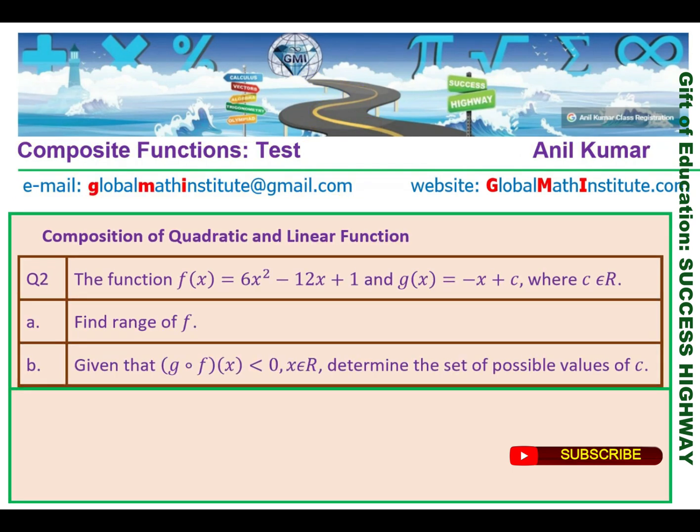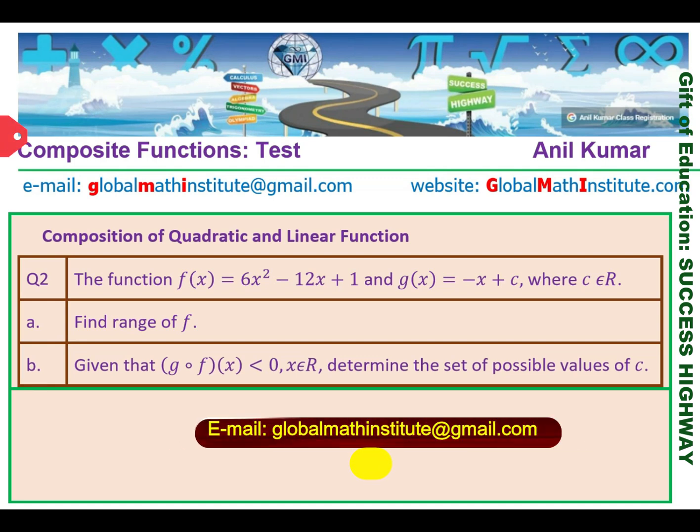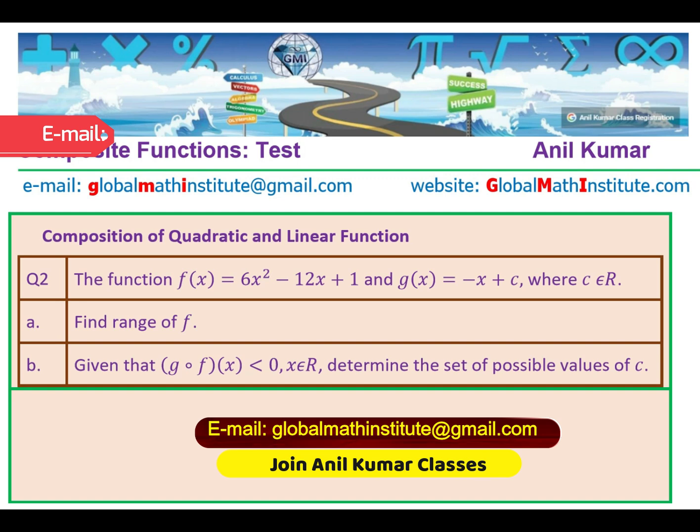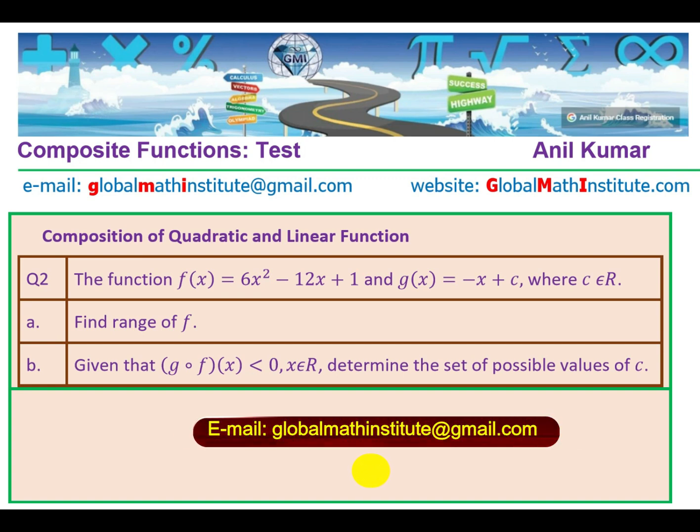Here is the second question for you. Have a good look at it. Question number 2. The function f of x equals 6x squared minus 12x plus 1 and g of x is minus x plus c, where c belongs to real numbers. Find the range of f given that g of f of x is less than 0, x belongs to real numbers. Determine the set of possible values of c. Another very beautiful question. I hope you like it.